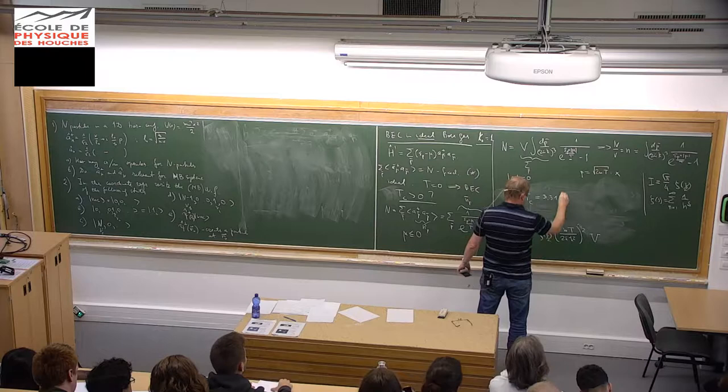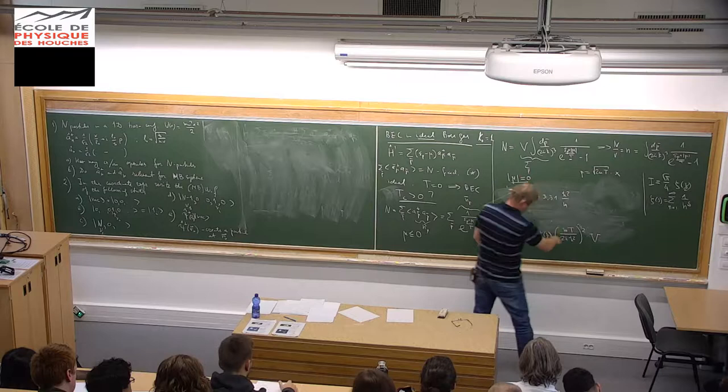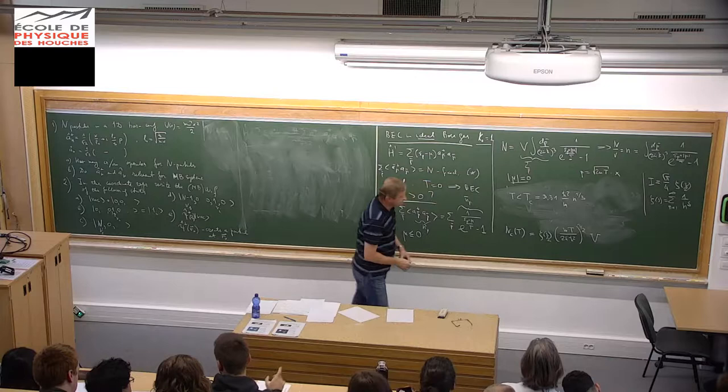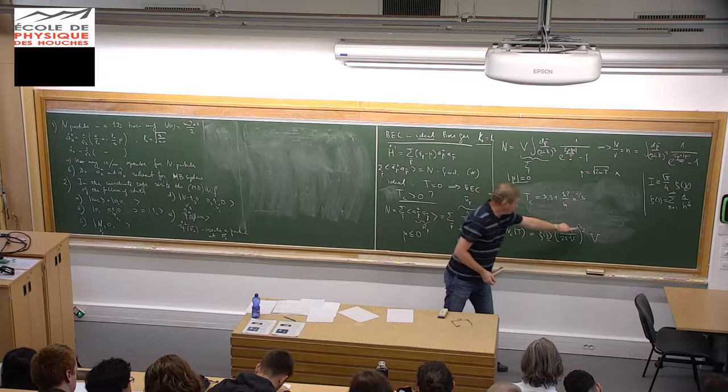3.31 h bar squared over m. This is a number I remember, and I'm not sure that the coefficients here are exactly right. So you see this N over volume is n, the density, and if you invert the power, it will be 2/3. And then you arrange all these numbers like this.